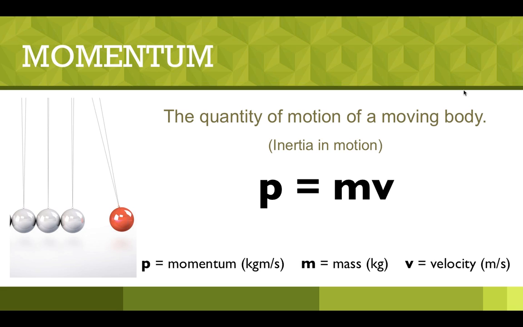Now, the abbreviation for momentum that you'll find in the equations is a lowercase p, and the units for momentum is kilogram meters per second. That will be the unit we're always going to use. And the momentum is equal to mass in kilograms multiplied by velocity in meters per second. So it's pretty easy to calculate, just mass times velocity, and that will give you your momentum.